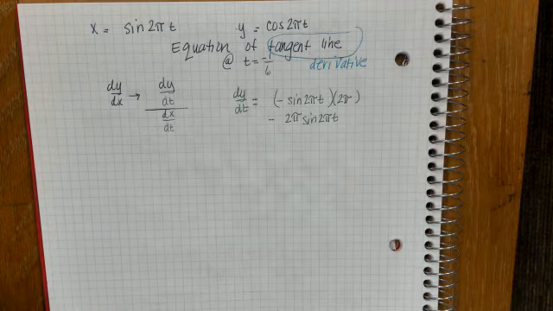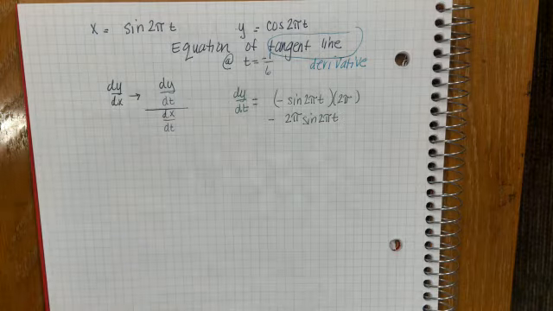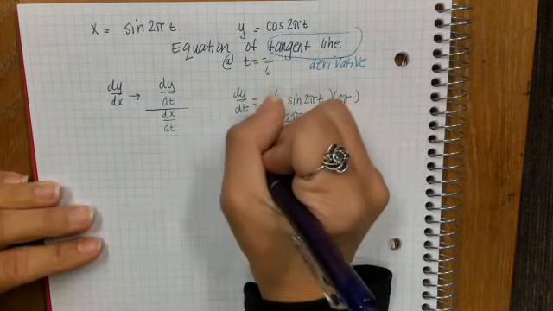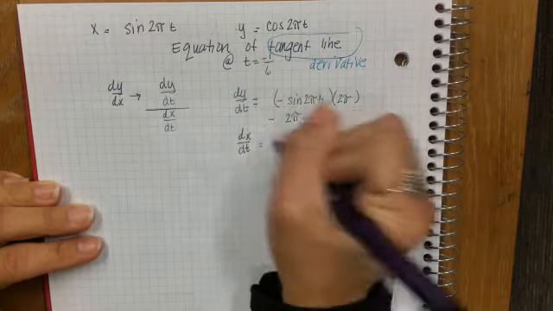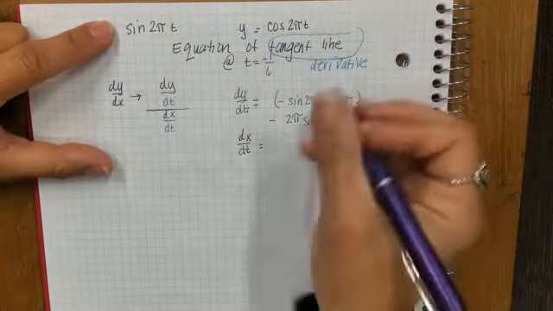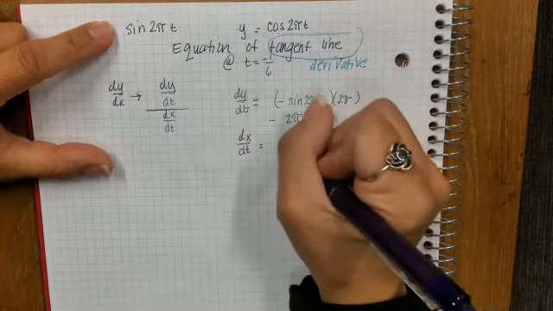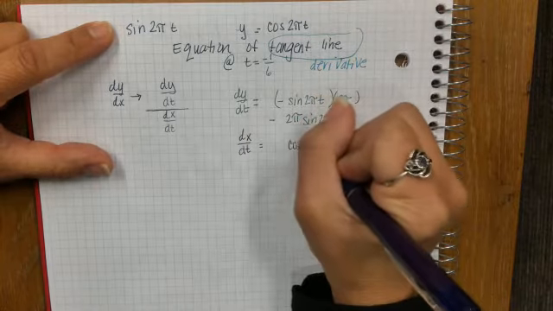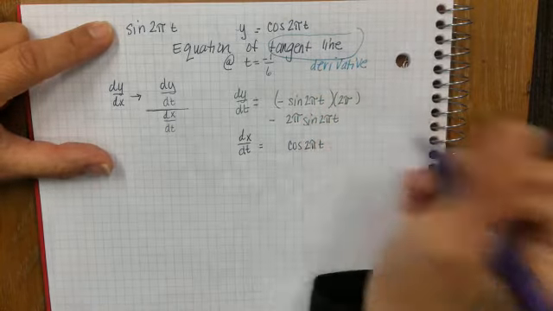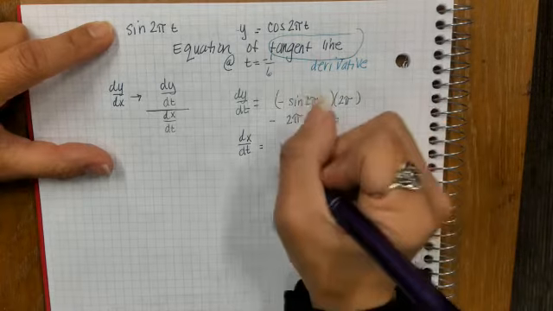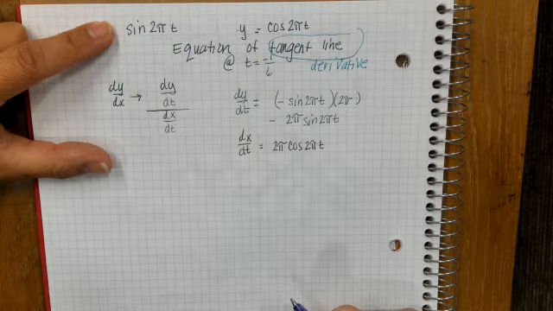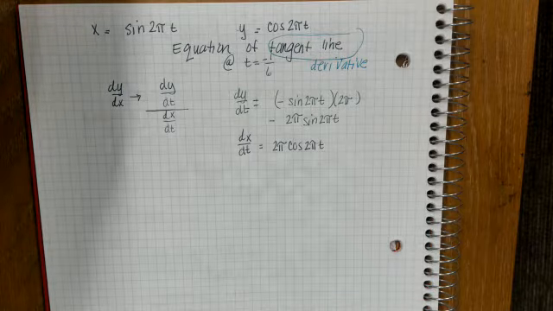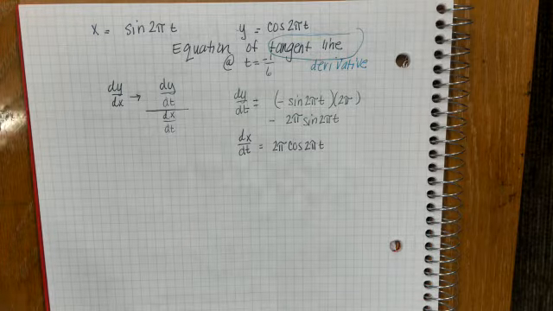All right, let's look at the derivative of x with respect to t. The derivative of sine is cosine, and the derivative of 2 pi t is 2 pi. That's the chain rule. Cool. Now I divide them.